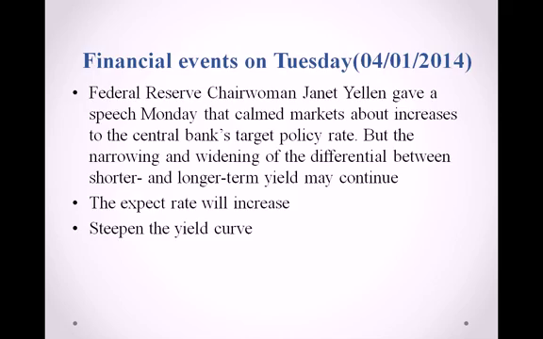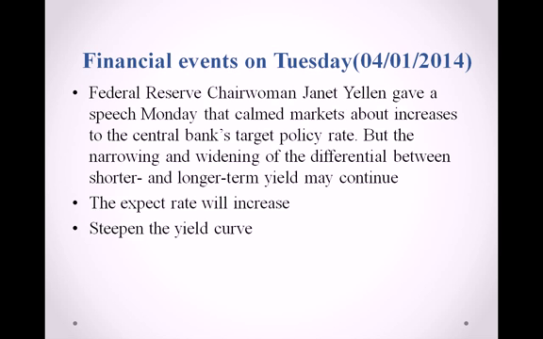Federal Reserve Chairwoman Janet Yellen gave a speech on Monday that claimed the market is about to increase the central bank's target policy rate, but the narrowing and widening of the differential between short-term and long-term yield may continue. That speech gave the market a message: the expected rate will increase. So after this speech, the investors will buy short-term Treasury bills and sell long-term Treasury bonds. That will decrease the yield of short-term bonds and increase the yield of long-term bonds. So the yield curve will steepen on Tuesday.